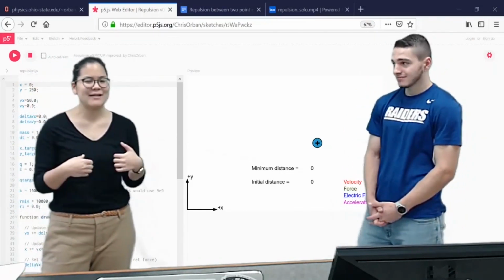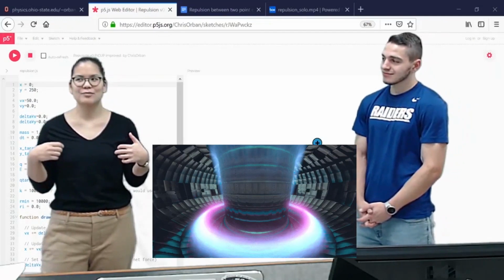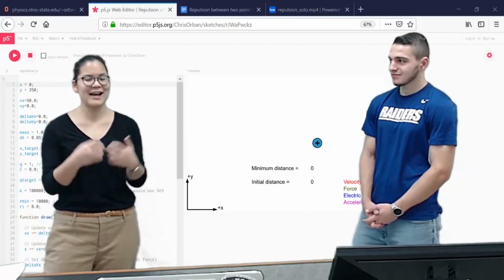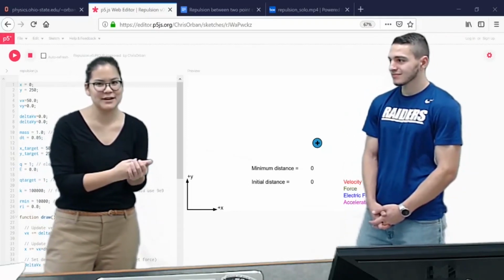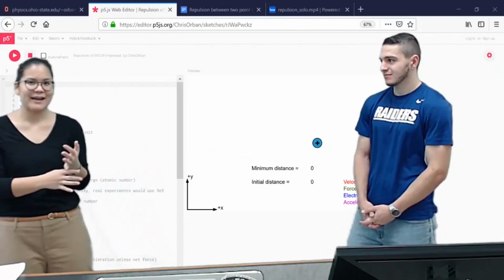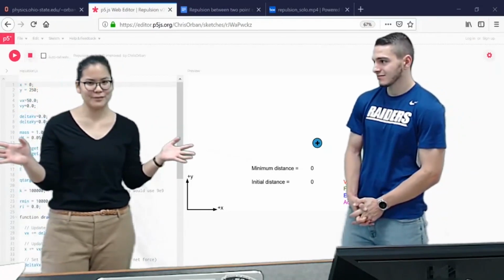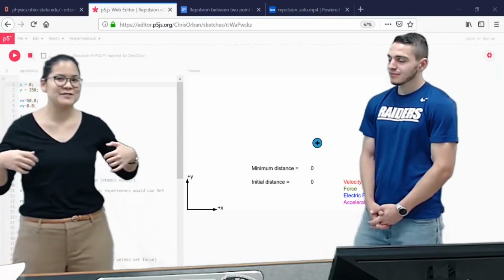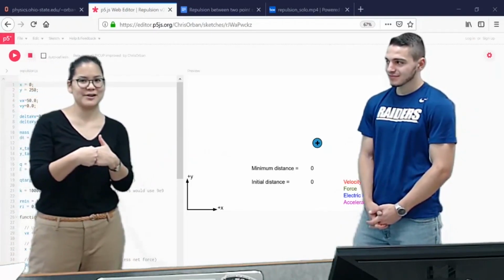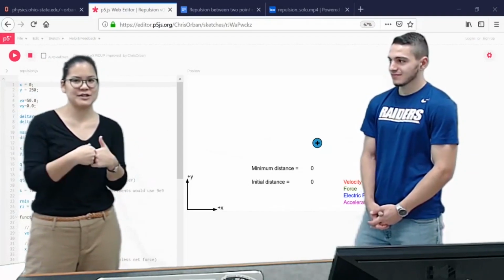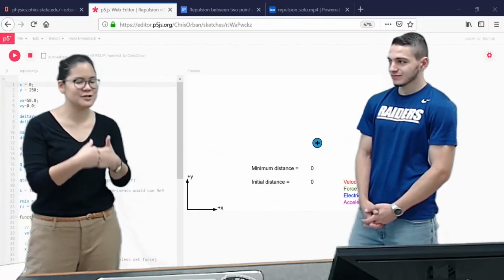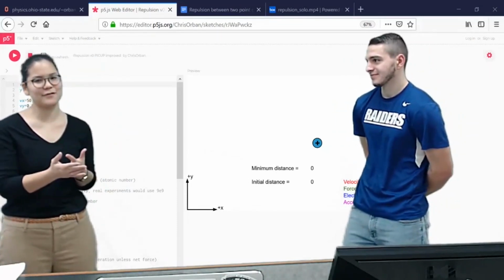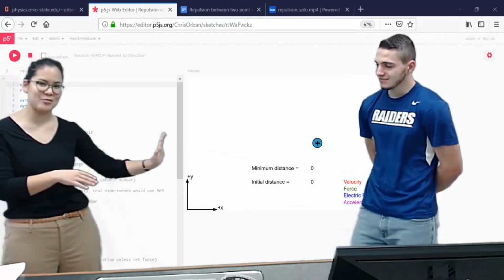So fusion, as the name implies, requires particles to get really close to each other so they can collide and form a different set of atomic nuclei, and that releases energy in the process. But if they're like charges, they have to get over that repulsive barrier. They have to have enough energy to come close enough for other sets of interactions to occur. So we're going to see what properties of the incoming particle can make that process easier.